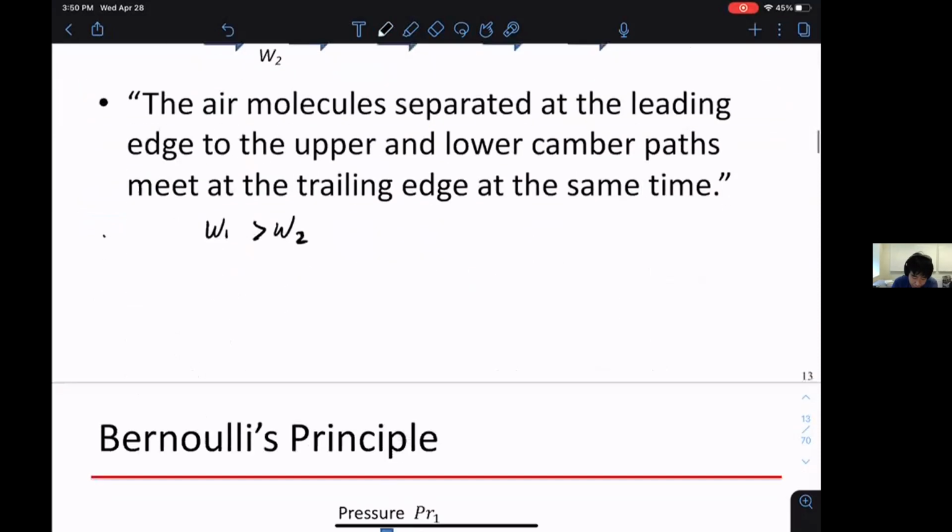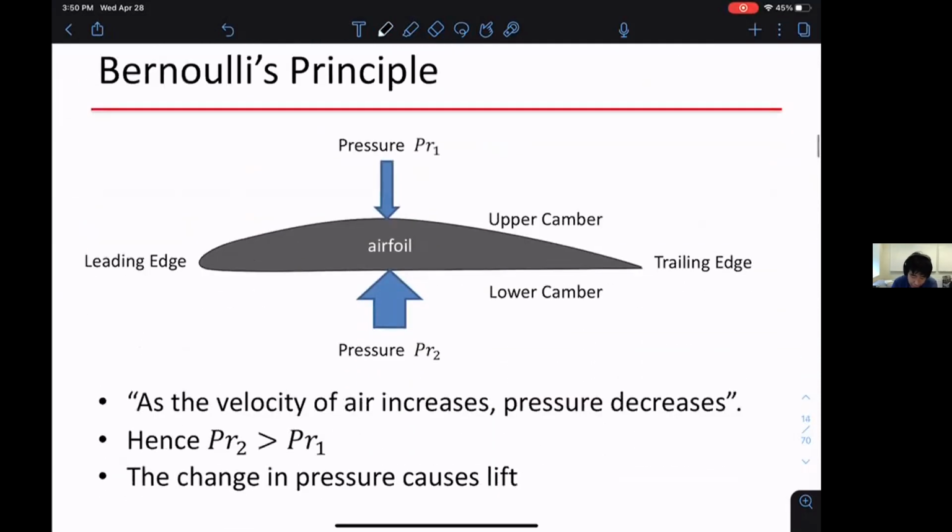Then you talk about Bernoulli's principle to say, okay, you generate a pressure difference because of the speed of the air. Then that pressure difference causes lift, right? So this is the standard theory of how you generate lift through Bernoulli's principle. And this is also the theory presented in the reference book, for example.